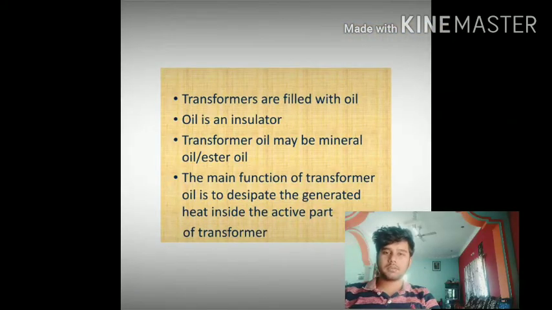Well, we know a transformer requires insulation. This insulation can be of two types: solid insulation and liquid insulation. Liquid insulation is nothing but the transformer being filled with oil. Generally mineral oil, or even ester oil nowadays, is used. The main function of these oils is to dissipate the heat generated inside the transformer from the active component to the outside, so that it does not damage the other components of the transformer.